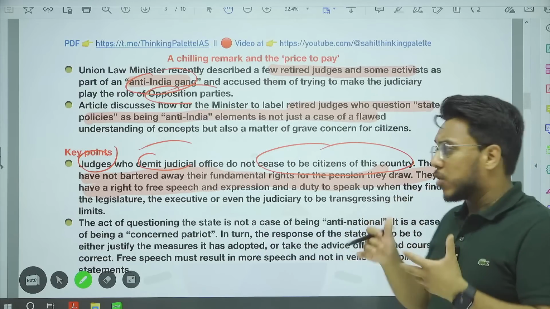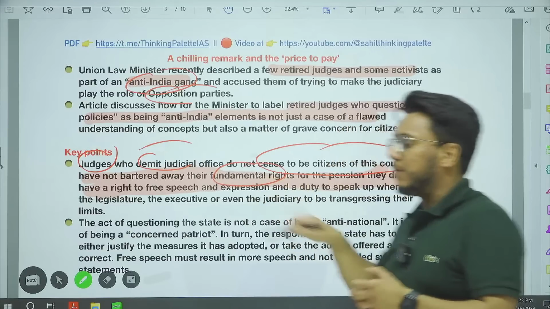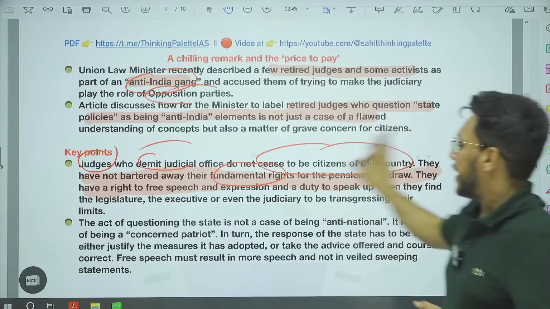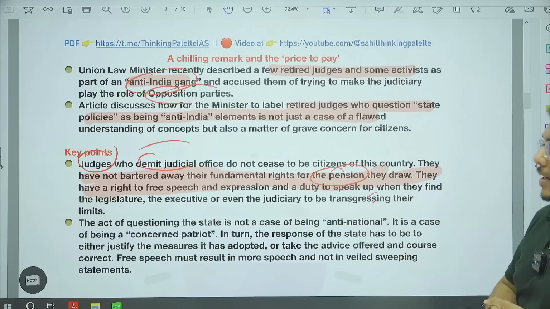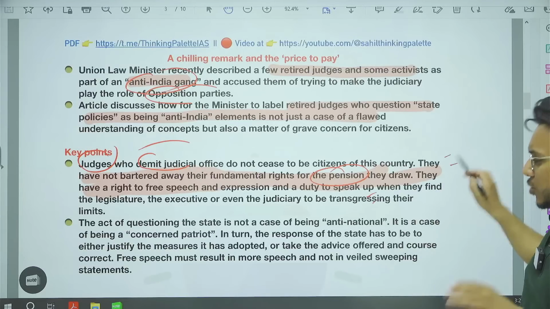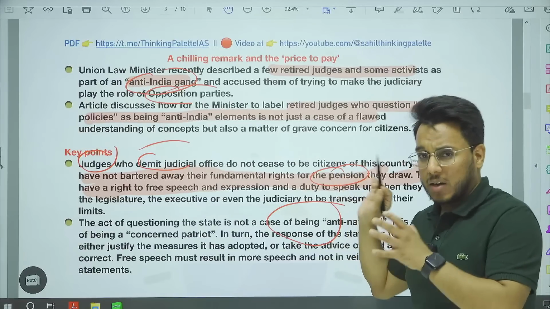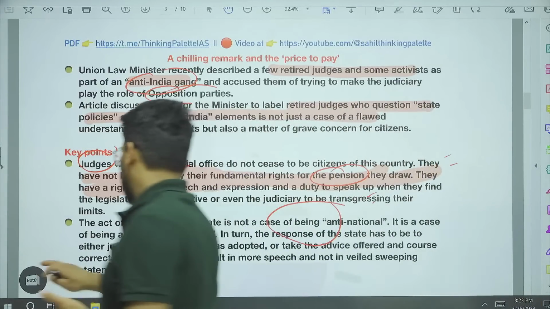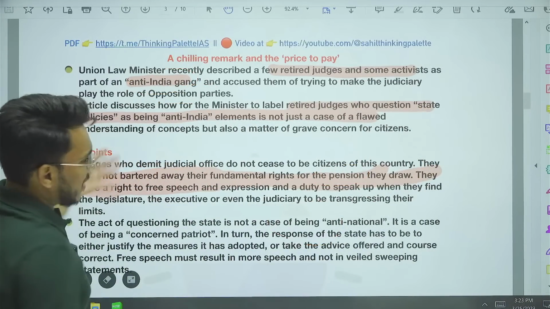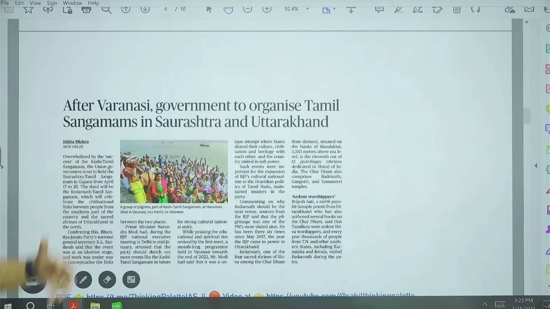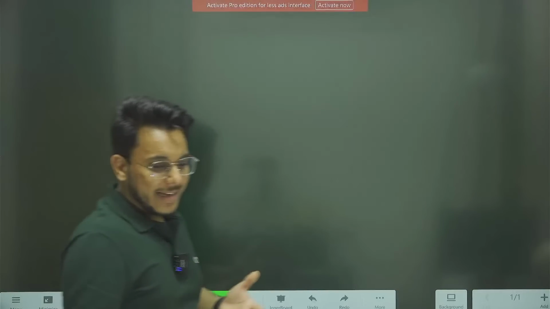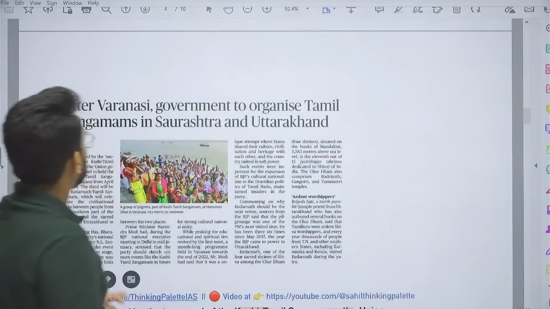It is saying that they have not given up their fundamental right of free speech and expression in return for the pension that they are drawing. Such things are not good and should not have come out. So this is all that has been carried in this particular article. There is no need to go into too much detail with respect to the examination, guys, as I have told you.